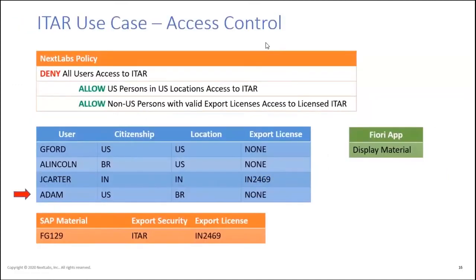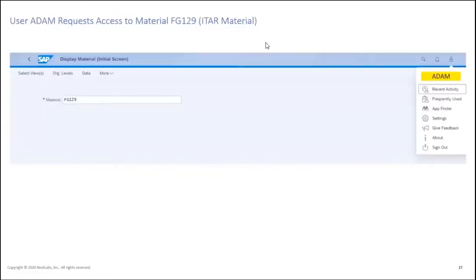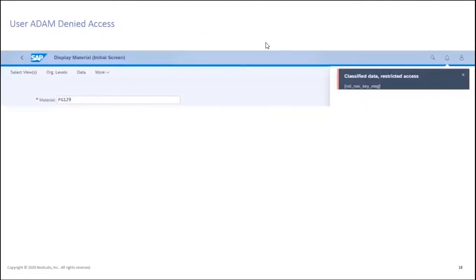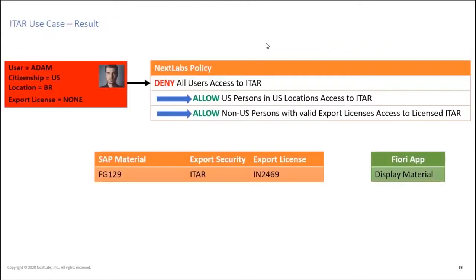Now, Adam is a US citizen, however, they currently reside in Great Britain. So when they enter the Fiori app and request access to the file, they will also be denied access to FG129 despite being a US citizen, because he is not located in the United States. It is worth noting, however, that if he was to go back to the United States, even just for a bit, he would satisfy the first requirement and thus have access to the data. This concludes this use case demo.